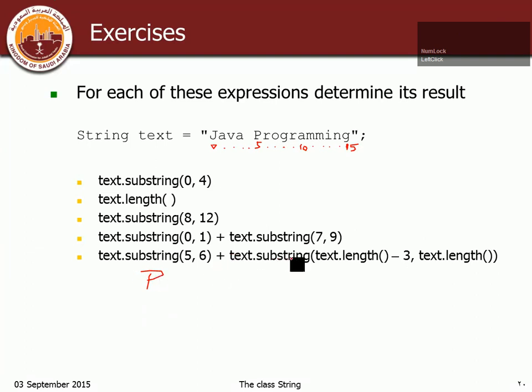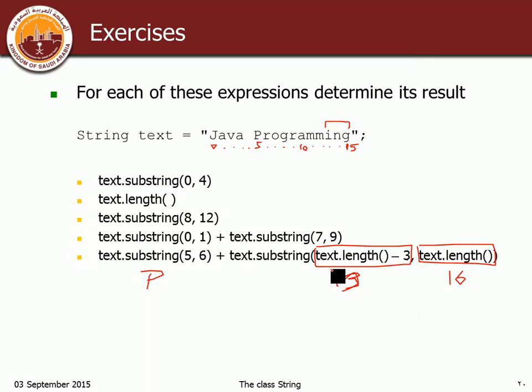And what about this text.substring? Let's have a look at this. This is the first number, and this is the second number. This is where we start. This is where we stop, and this is not included. Remember we said text.length is 16, and 16 minus 3 is 13. So what we're taking now is from 13: 10, 11, 12, 13, 14, 15, and 16 is not included. Actually, 16 doesn't exist. So ing, and we add this ing to P.